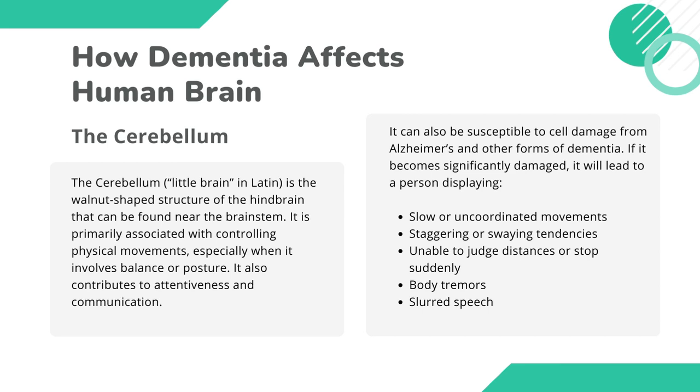The cerebellum. The cerebellum, little brain in Latin, is the walnut-shaped structure of the hindbrain that can be found near the brainstem. It is primarily associated with controlling physical movements, especially when it involves balance or posture. It also contributes to attentiveness and communication. It can also be susceptible to cell damage from Alzheimer's and other forms of dementia. If it becomes significantly damaged, it will lead to a person displaying slow or uncoordinated movements, staggering or swaying tendencies, being unable to judge distances or stop suddenly, body tremors, and slurred speech.